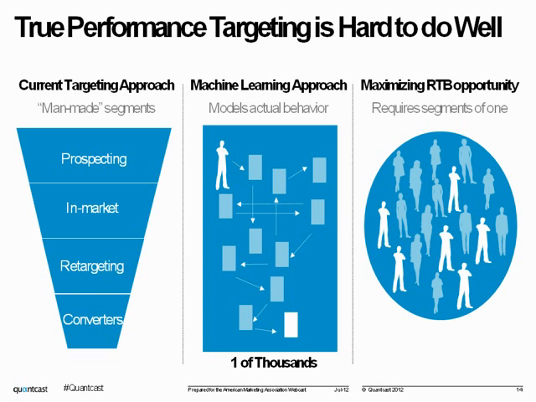This gives you a real-time feedback loop, which consists of prospecting in-market customers, retargeting, and converters, eliminating additional impressions, and it adjusts immediately to changing behaviors of your consumers.